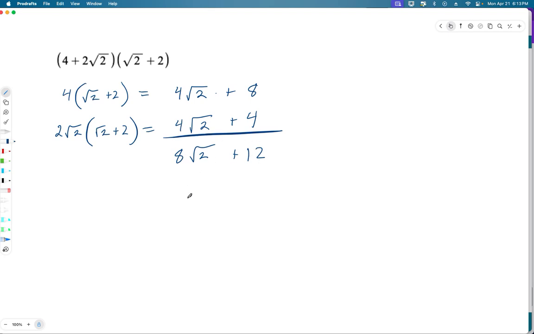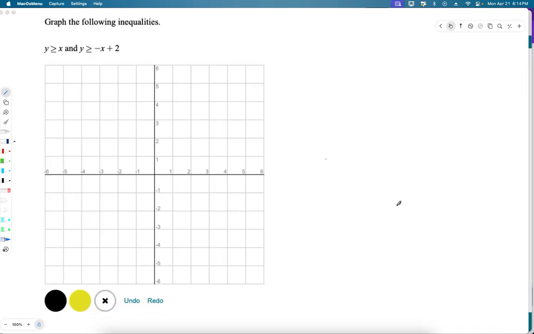But we have to put it in the right order. So it's going to be 12 plus 8 times the square root of 2, because the radical symbol or your radical term always comes after a whole number. Okay? All right, next problem. All right, so we want to graph the following inequalities.